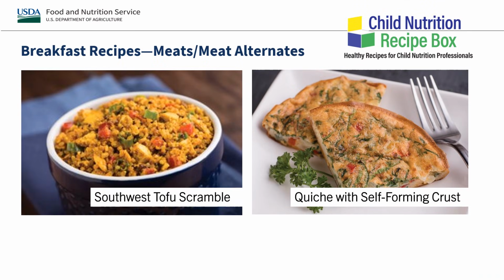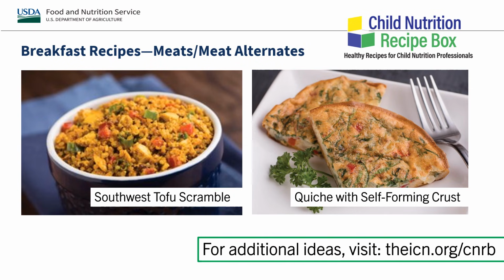The Institute of Child Nutrition's Child Nutrition Recipe Box provides program operators with standardized recipes to prepare healthy and delicious meals that meet meal pattern requirements. Here are a couple of recipe ideas that feature meat alternates. We have the Southwest Tofu Scramble. This recipe provides 1 ounce equivalent of meat alternates. We also have the quiche with a self-forming crust. This recipe provides 1 ounce meat alternate. For additional ideas, visit icn.org/CNRB.